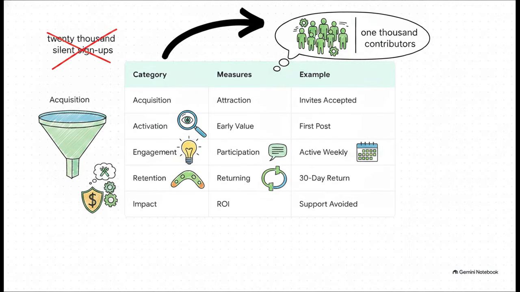Engagement measures daily or weekly participation. Retention tells us if they actually keep coming back over a 30 or 90-day period. And finally, business impact. This is where we prove the ROI to the company, like tracking the exact number of support cases avoided simply because peers jumped in and helped each other out.